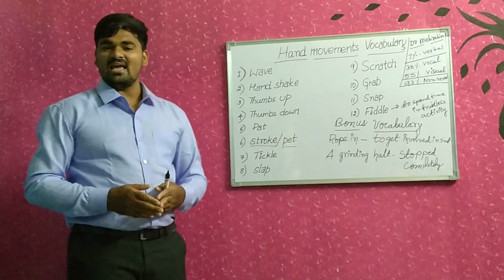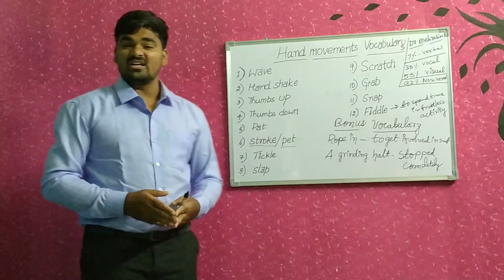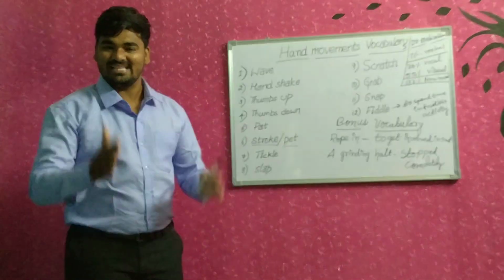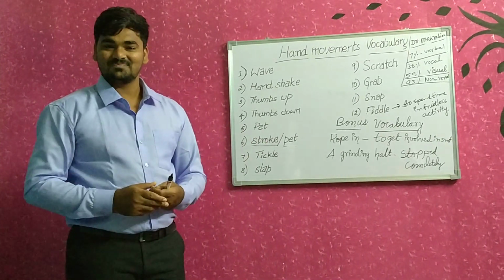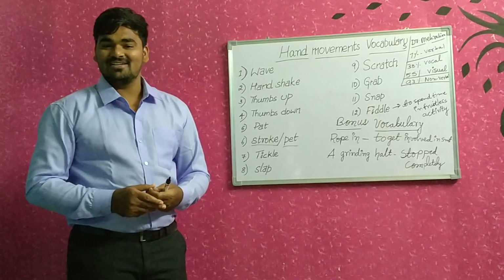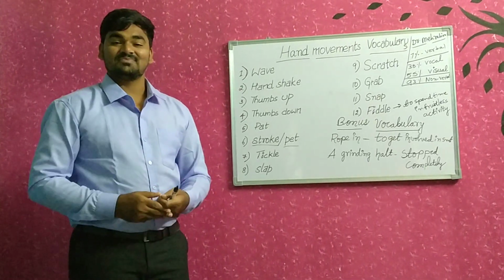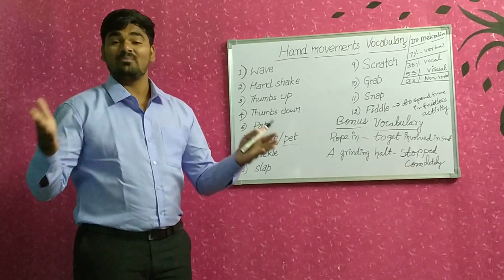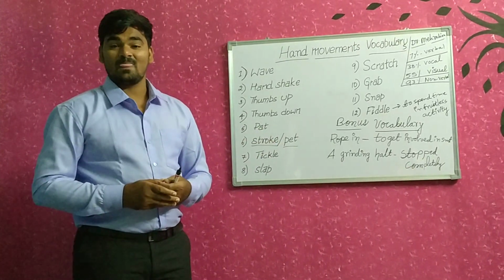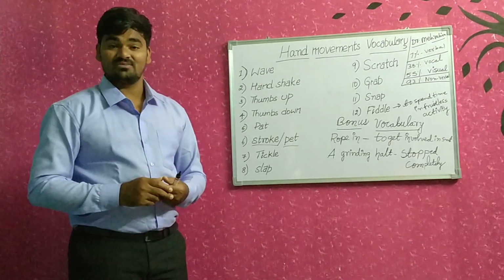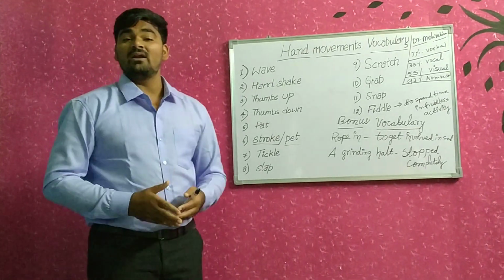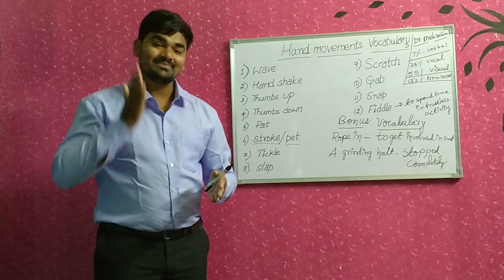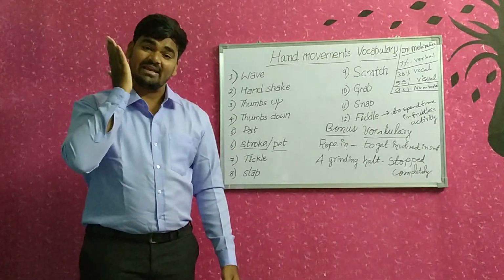Let's look at the eighth one, that is called slap. Have you ever received a slap from someone? Yes. When we were kids, when we did a mistake, we received a slap from our elders. The example sentence is, the boy made a notorious mistake and teacher gave him a slap. This is called slapping.